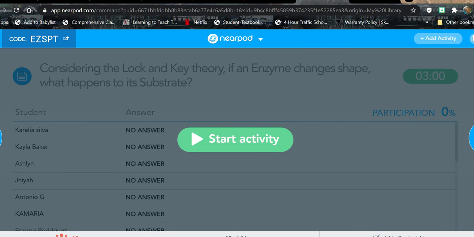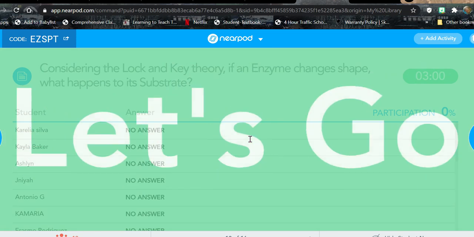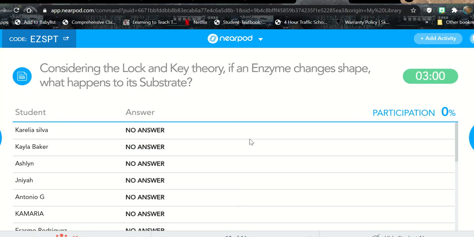All right, so I'm going to have an open-ended question here. Considering that lock and key theory that we just talked about, if an enzyme changes its shape, so let's say the enzyme changes the shape of its lock, what happens to its substrate? Think about that lock and key theory. If I was to change the shape of the enzyme, what will happen to what binds there?